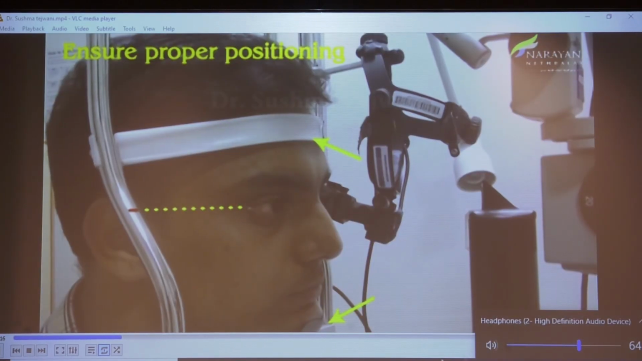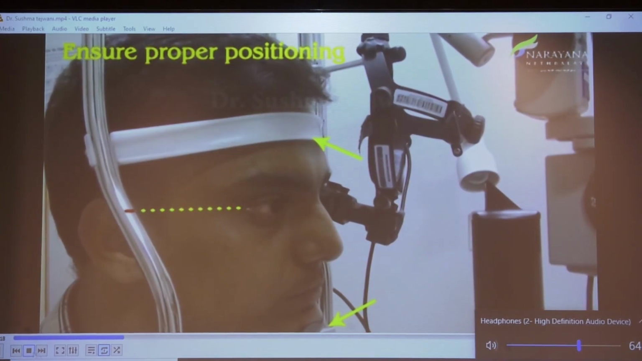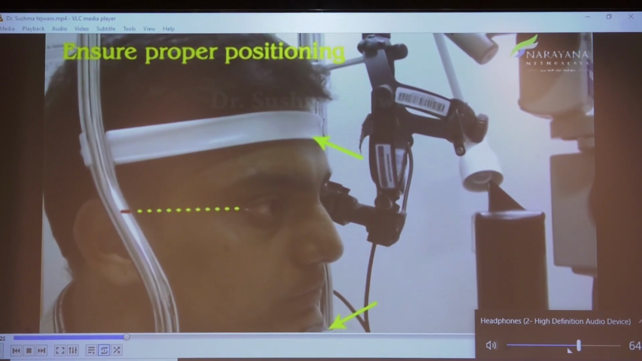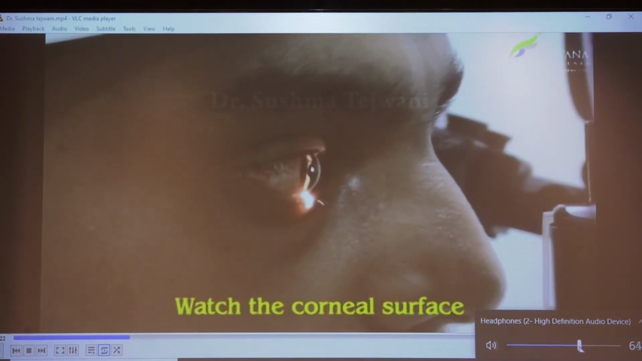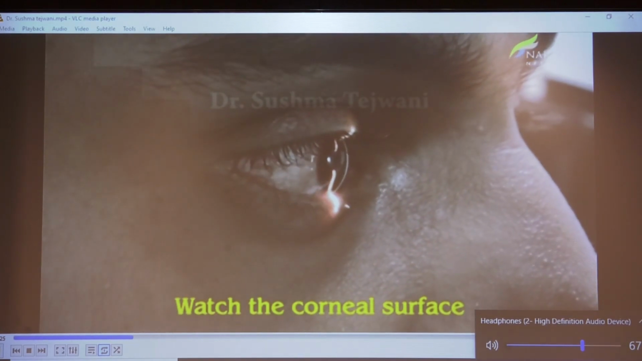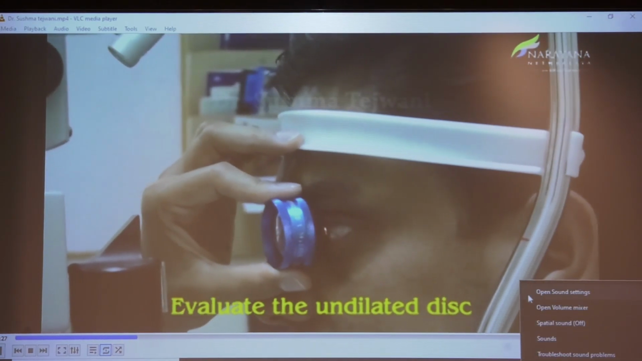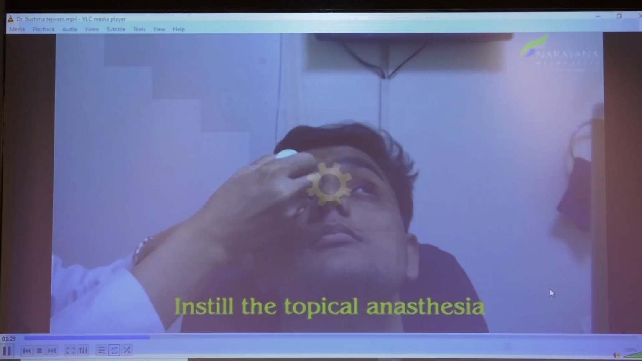To perform gonioscopy, position the patient appropriately on the slit lamp, examine the ocular surface and note the condition of the optic nerve with an undilated pupil. Explain the procedure to the patient and instill the topical anesthetic agent.